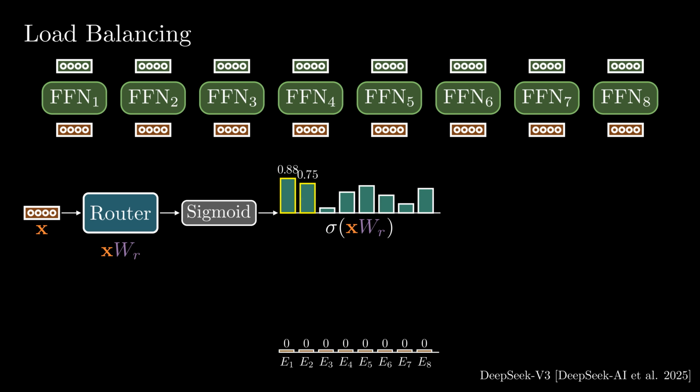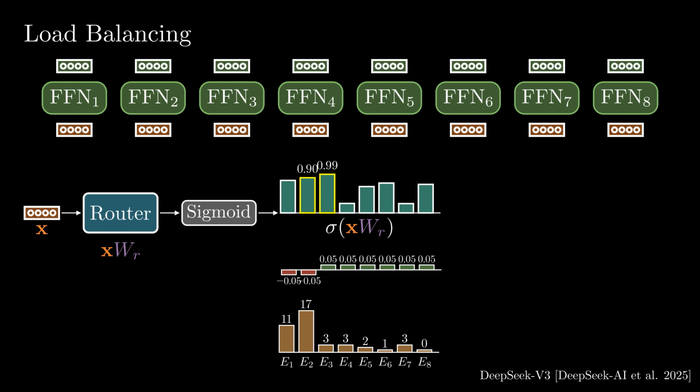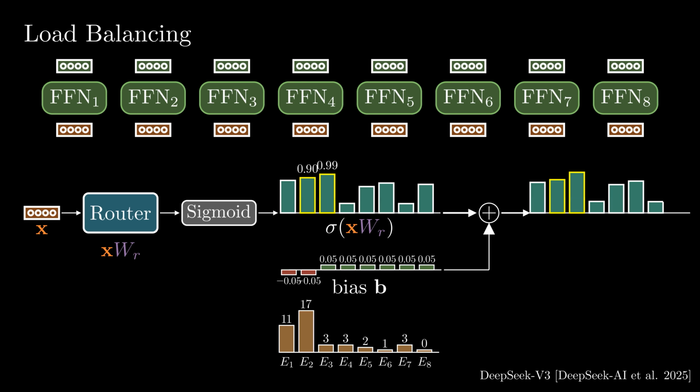Suppose this router is slightly biased towards selecting the first two experts. For example, in a batch of 20 tokens, it is unsurprising that the first two experts receive significantly more tokens than the others. To overcome this imbalance, we add a small bias to each expert, depending on whether the number of tokens routed to the expert is larger or smaller than the average. This gives us adjusted scores to determine top K routing.